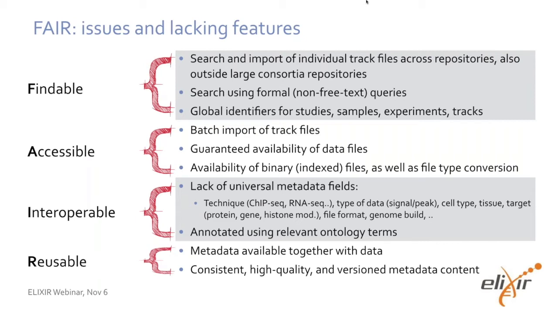So in the domain of tracks, there are some issues here. The first issue is that for findable, you should be able to search and import individual track files across repositories, and also outside large consortia repositories. Currently there are some portals available, but that's typically just for the big collections and not for small collections. It should also be possible to search using formal queries. There are quite good possibilities for free text queries, but it's very hard to get exactly the track that you want.